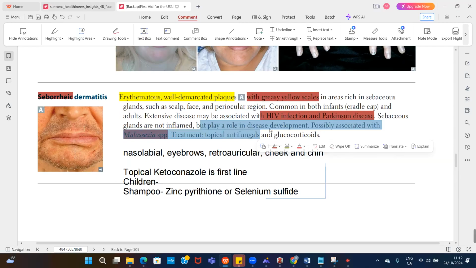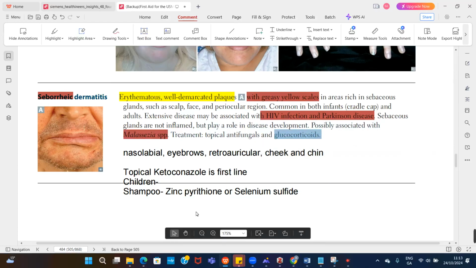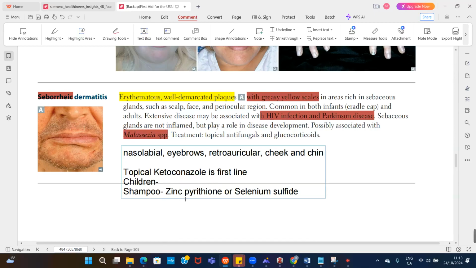And how do you treat? You apply topical antifungal agents like topical ketoconazole. For children, you apply shampoo. You don't give them antifungals first. You just apply shampoo containing zinc pyrithione or selenium sulfide, or you can just give them a wash with emollient application. But in adults, you apply a topical antifungal like ketoconazole cream. If that doesn't work, you can use glucocorticoids too. But most of the time, they don't test beyond that. You just give your ketoconazole for adults.